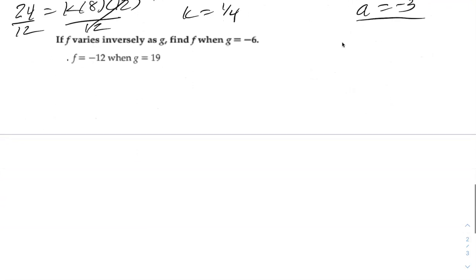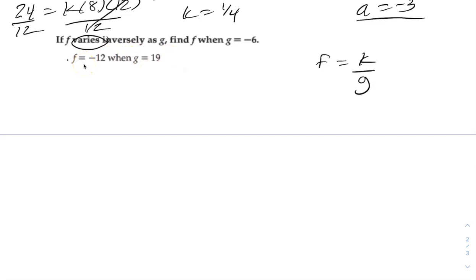One last one, and we're done with this worksheet. If f varies inversely as g, find f when g is negative 6. Given f is negative 12 when g equals 19. So same idea. Let's write the equation here. F varies inversely as g. So f equals k over g, because that's inversely, k is always on top, always directly across from the equal sign. Inversely as g, so g is on the bottom. So there's my equation.